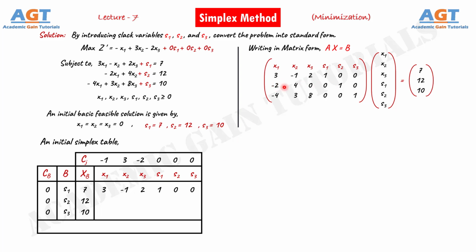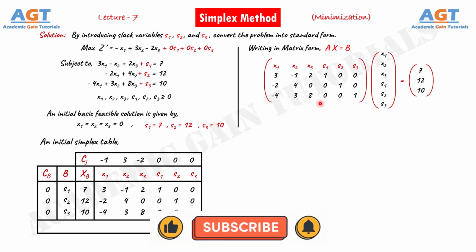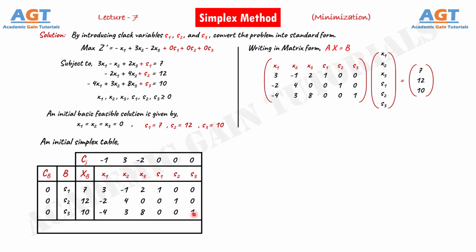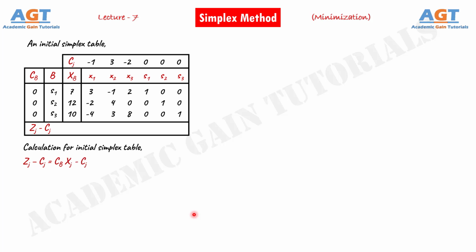In the second row we have -2, 4, 0, 0, 1, and 0. And in the last row we have -4, 3, 8, 0, 0, and 1. The initial simplex table is now ready. Now, we will calculate the values of Zj minus Cj.